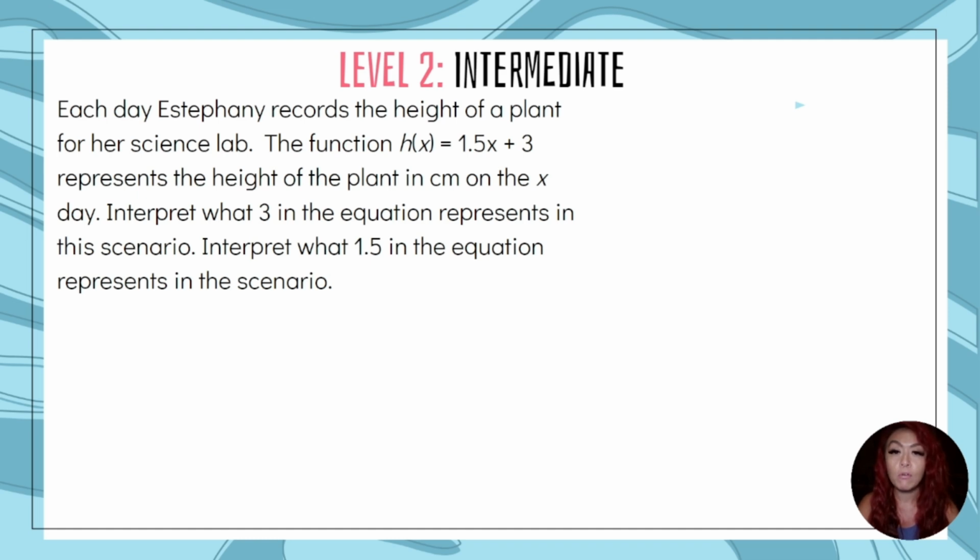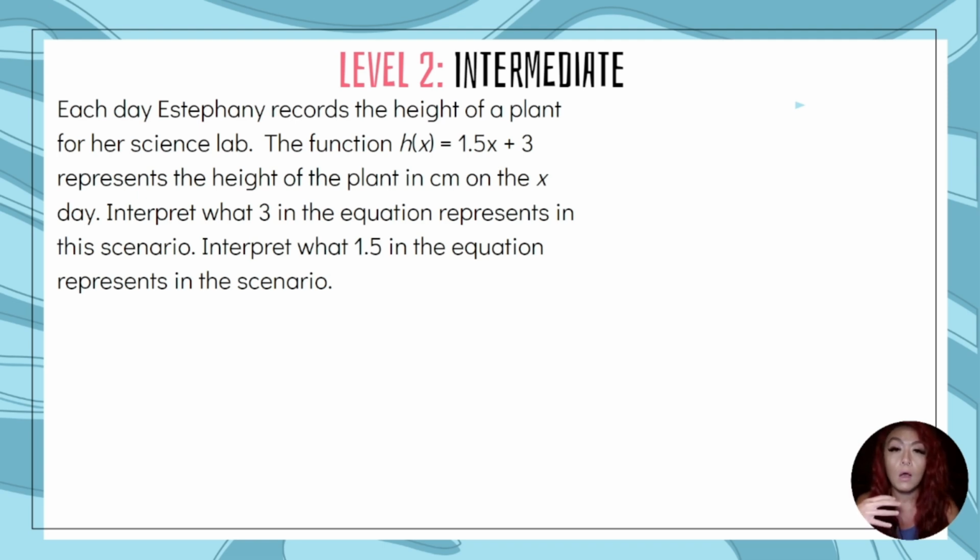Each day, Stephanie records the height of a plant for her science lab. The function h of x equals 1.5x plus 3 represents the height of the plant in centimeters on the x day. Interpret what 3 in the equation represents in this scenario. Interpret what 1.5 in the equation represents in the scenario.